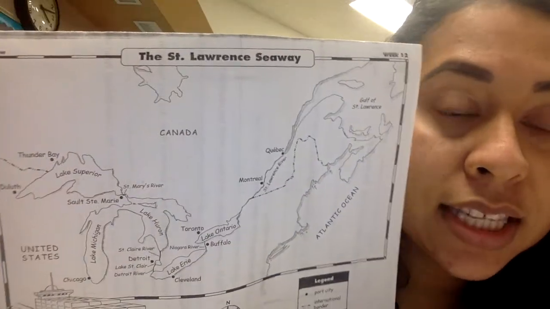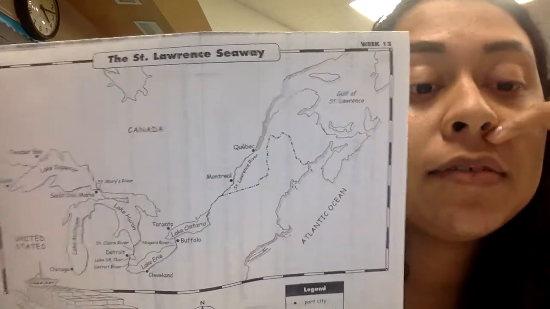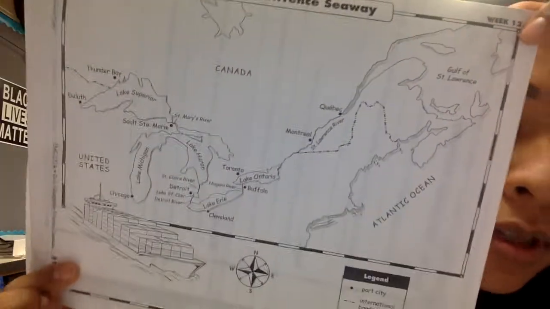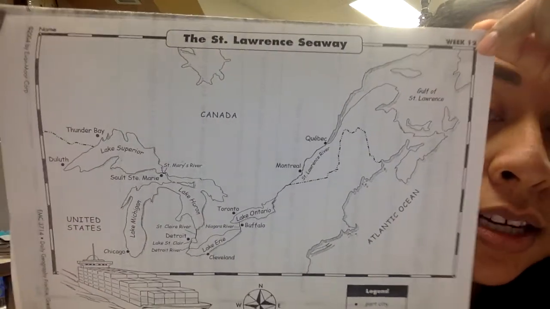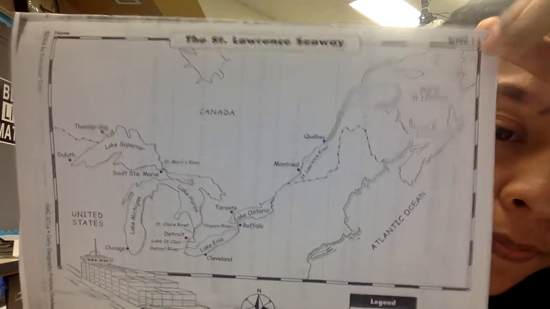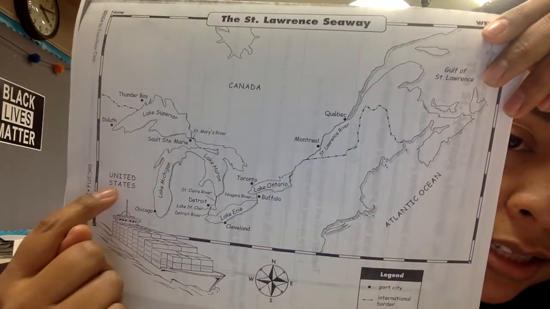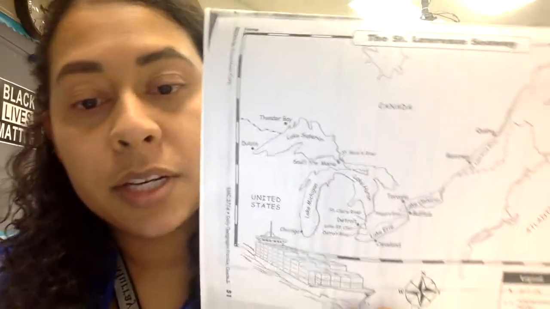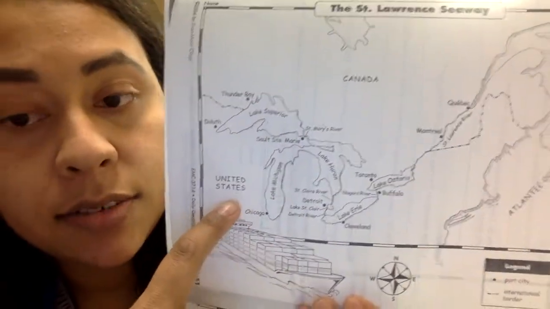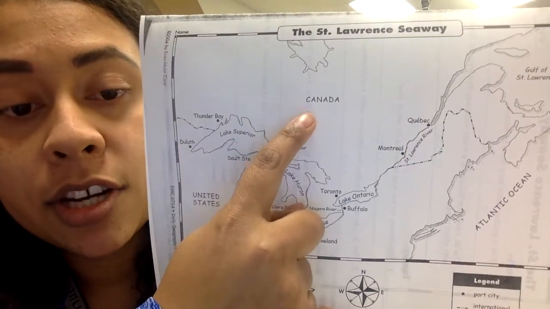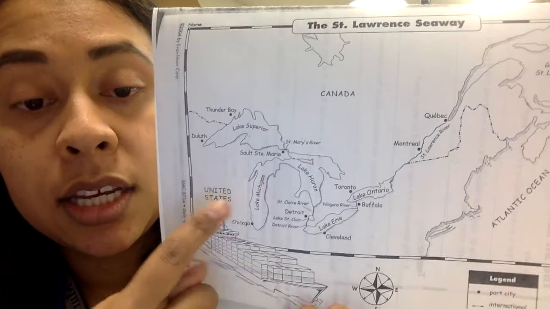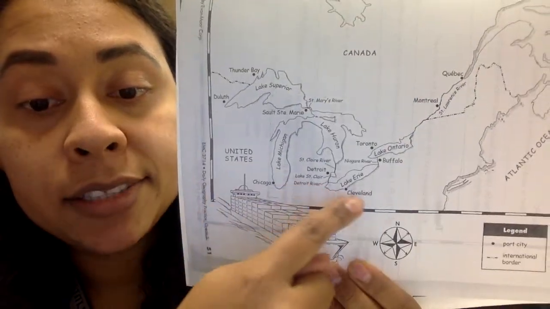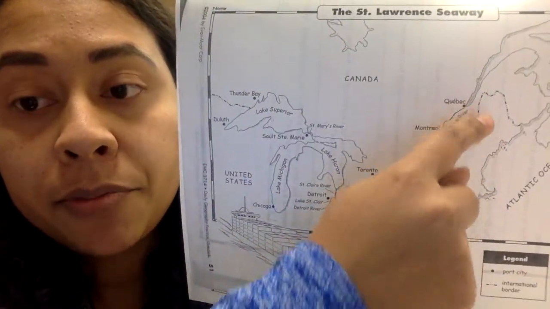So the St. Lawrence Seaway, we are on week 12. So if we're looking at just the map, just what it is that we see on here, I see we have the country of Canada on the top. We have the United States. I'm trying to get this straight. Sorry, everybody. We have the United States right here. Canada, another country. So Canada is the country that is north of United States. Here's the United States. Here's also the United States up until right here.